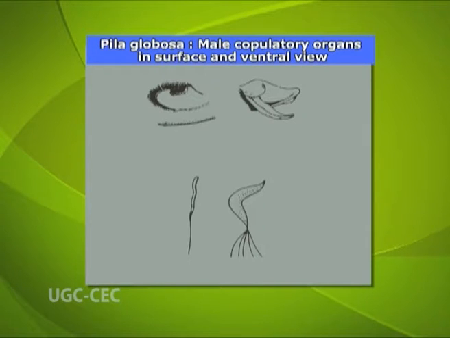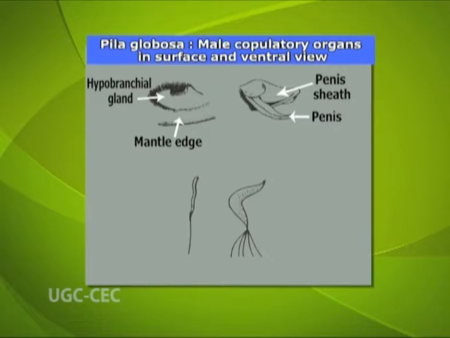The male copulatory organ is the penis, which arises from the edge of the mantle in front of the anus and is enclosed in a penis sheath. The penis sheath is a simple outgrowth from the inner surface of the mantle. At the base of the penis sheath is a glandular thickening, the hypobranchial gland, of unknown function.